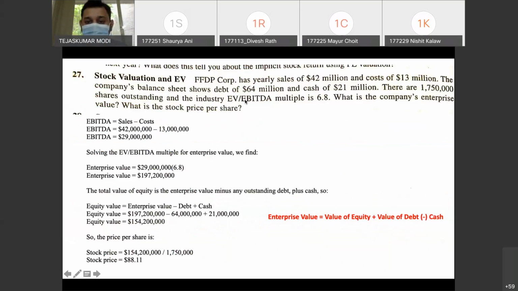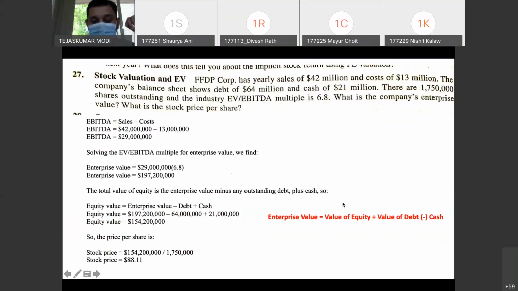Now EV is 6.8 times, so 29 million into 6.8 times is the enterprise value, 197 million 200,000. And what is the equity value? 197.2 million minus 64 million plus 21 million. Why? Because you know the formula of enterprise value: enterprise value is value of equity plus value of debt minus cash. So if you put the values and calculate the value of equity, this is how it would look. And the price per share is equity value divided by number of shares, so 88.11. Yes, this is very straightforward, but if someone has a question, please ask me.